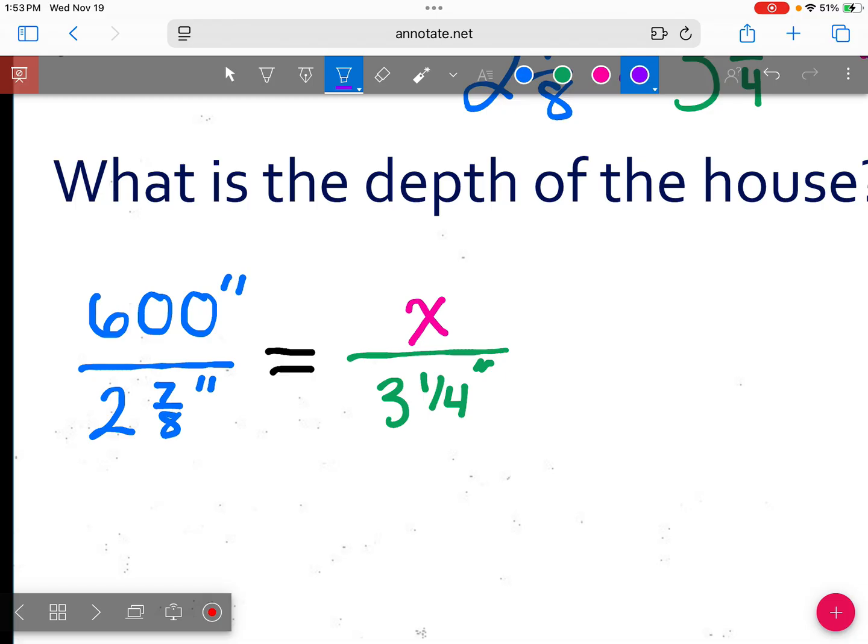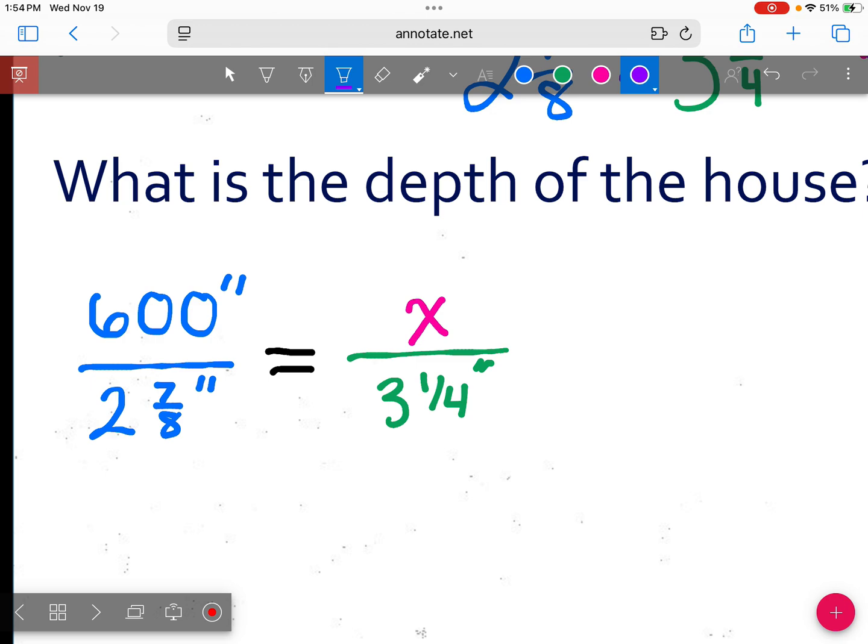So we can either use the full butterfly into a cross multiply situation. I can multiply both sides by both denominators to get rid of those denominators. I could go, well, all I need is the X and multiply both sides by 3 1/4 to get X by itself.